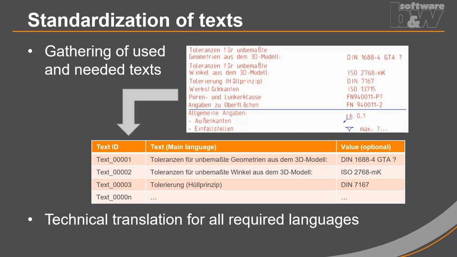So what does standardization of texts include? Here's the example again from the previous slide. Here you have to gather all the used texts and enter them into a database. SMARTAnnotate gives you an opportunity for this to just enter the texts, and you can also use values on this. Each text gets a unique text ID within the database, so when using it for the objects, you can just reference this text. And for all required languages afterwards, a technical translation has to be done.